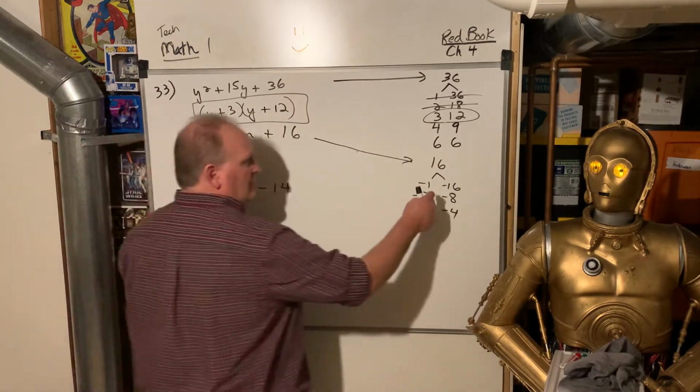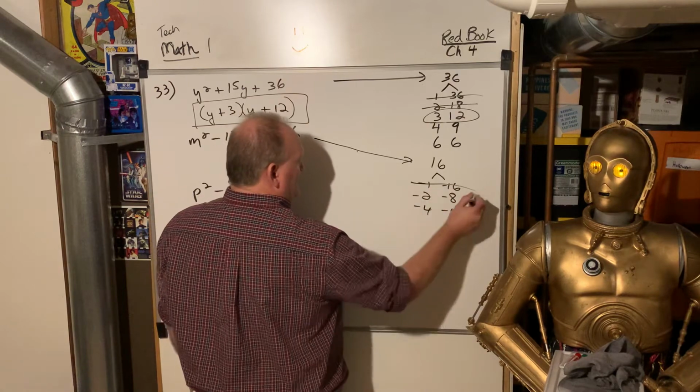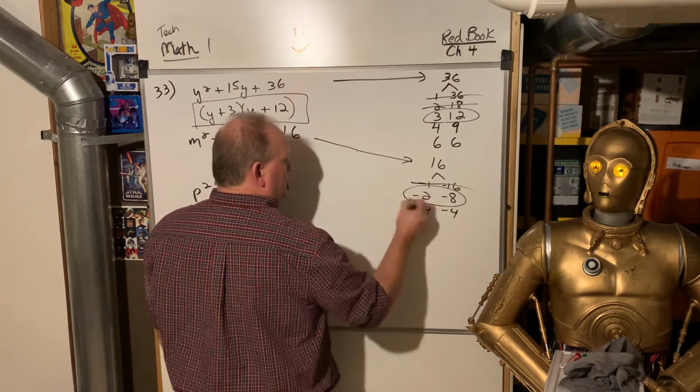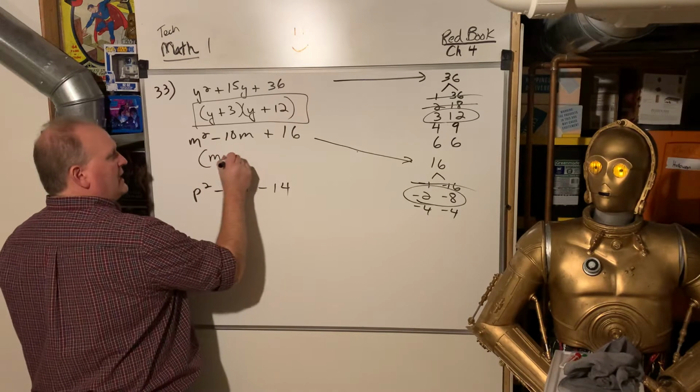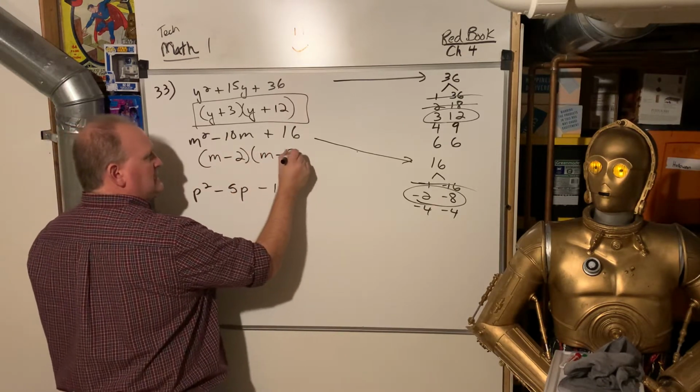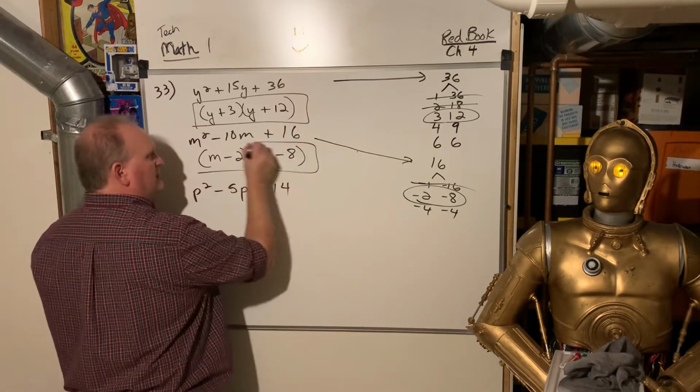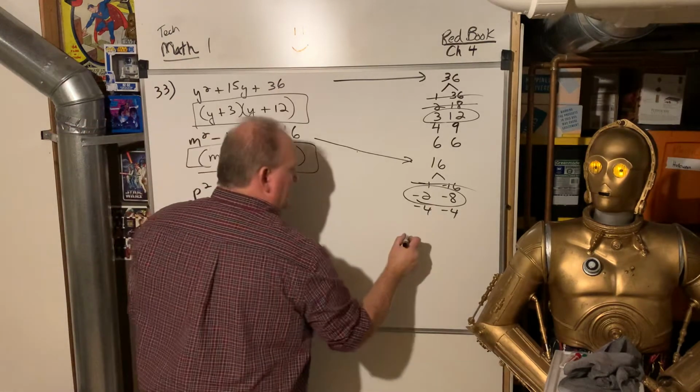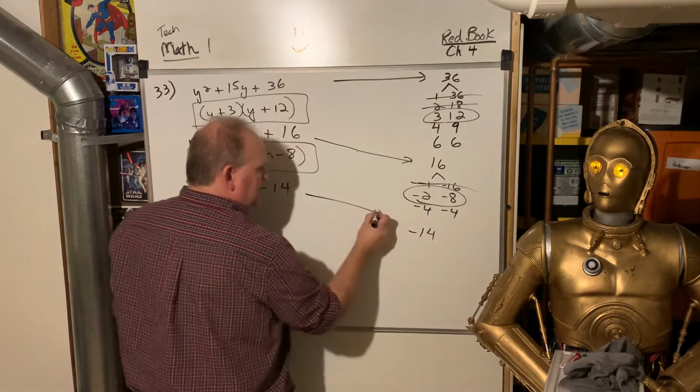So whodunit? Well, that adds up to negative 17, so that's off the hook. Oop, negative 10. Winner, winner, chicken dinner. M minus 2, M minus 8. Done. Factored.